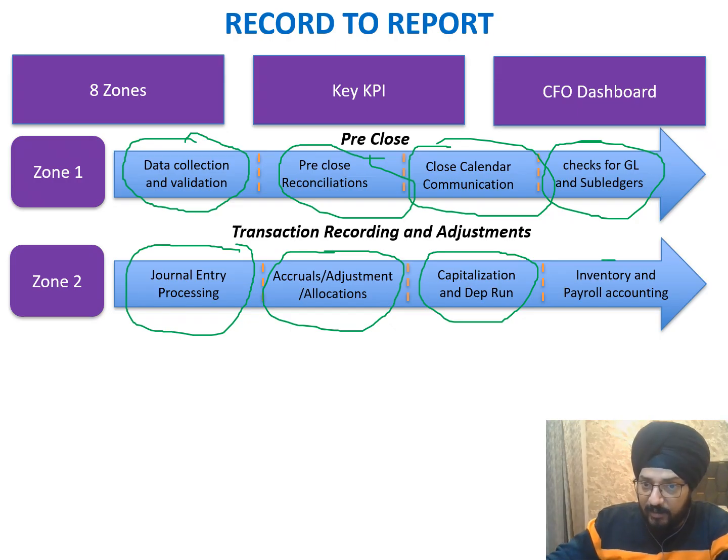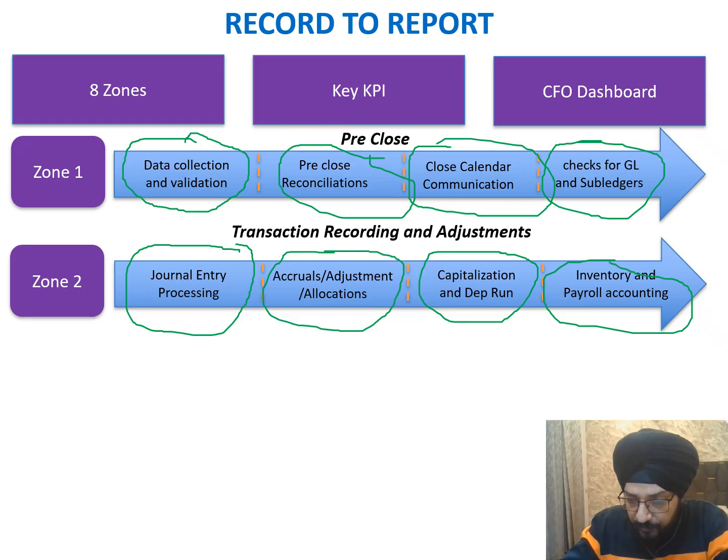And finally, the inventory and payroll accounting. So any accounting for my cost of goods sold, any accounting for any inventory adjustment, any accounting entry which triggers on the overall value of the inventory needs to be taken. For example, if we want to do some revaluation on the inventory, we have to do some adjustment. All those entries will be done in the transaction recording and adjustments. So typically, once we have assured that our pre-close is okay, we are in a position to do all those adjustment transactions in the accounting.